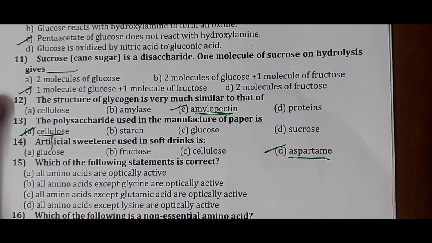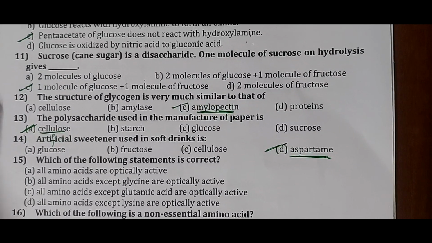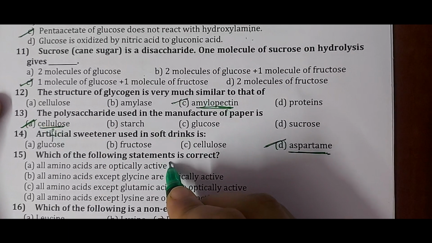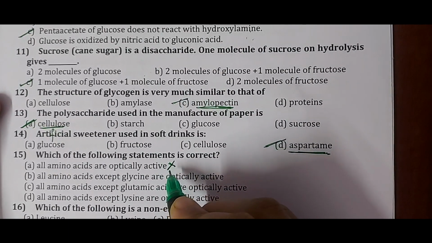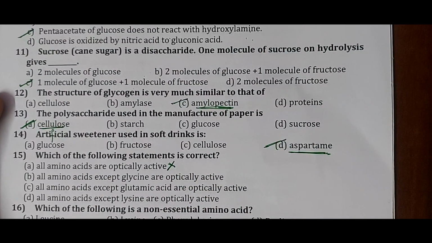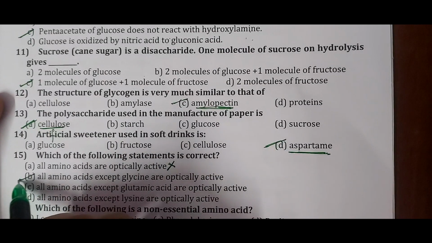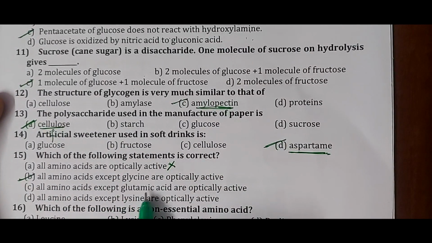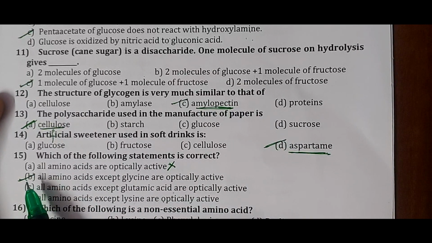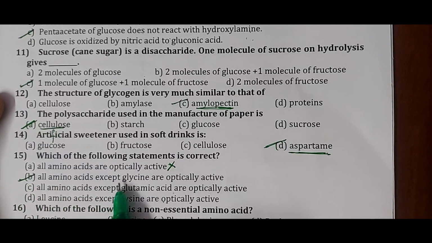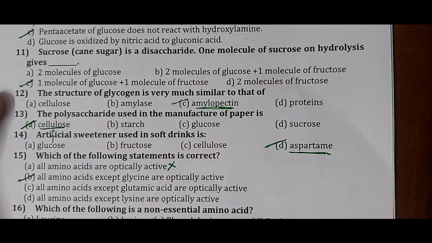Next, which of the following statements is correct? All amino acids are optically active. No. Glycine is a naturally occurring amino acid which is optically inactive. Other than that, all are optically active. So all amino acids except glycine are optically active. Yes, this is a correct statement. All amino acids except glutamic acid. No, glutamic acid is optically active. Lysine is also optically active. So the correct answer for question number 15 is option B. All amino acids except glycine are optically active.